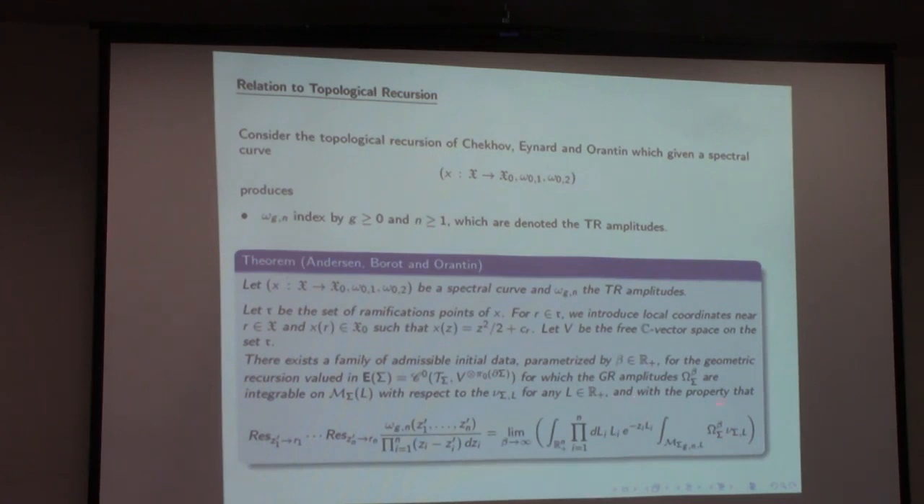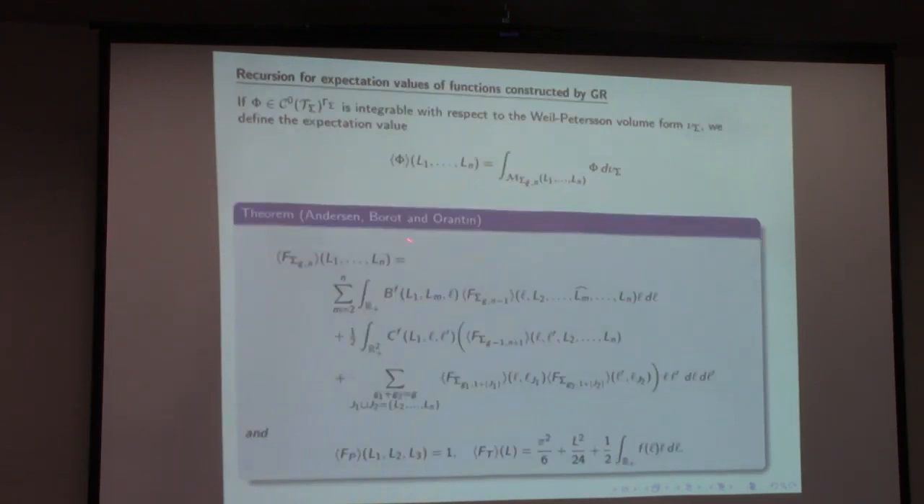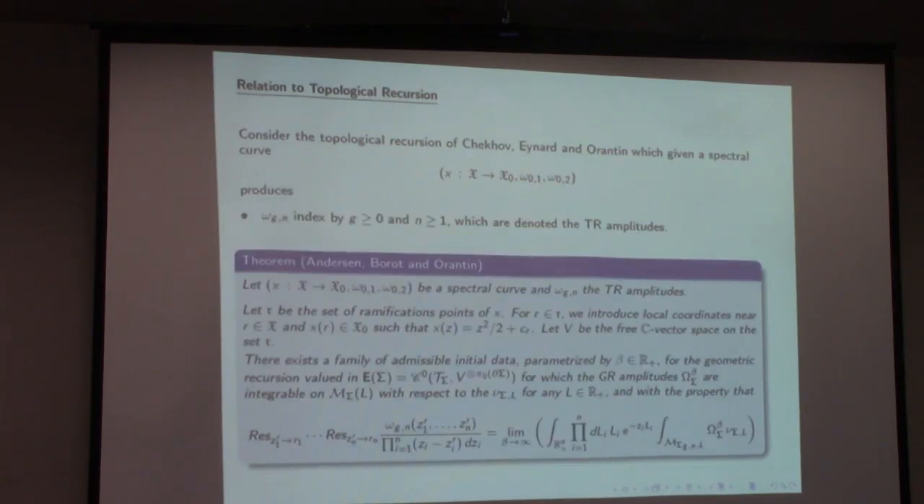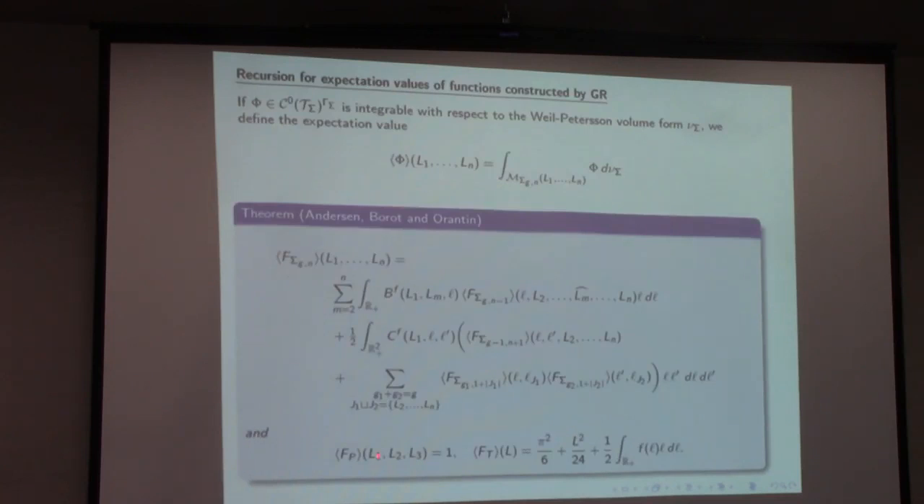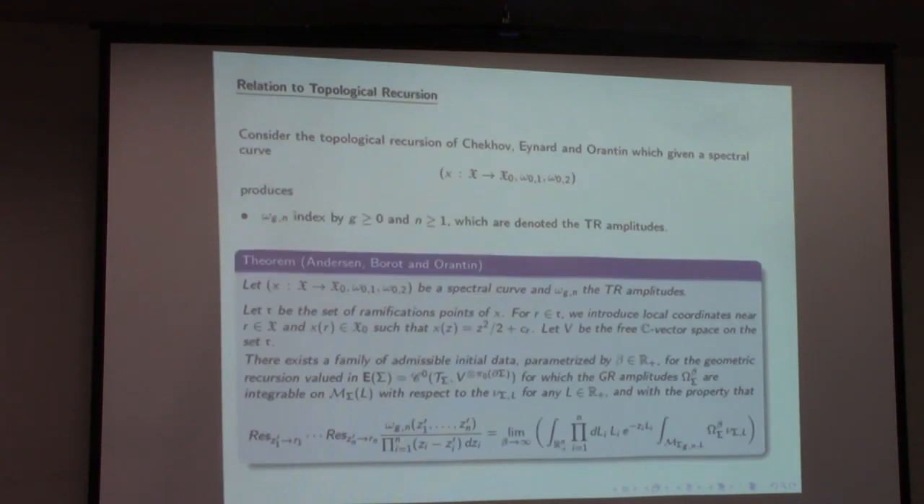So the way you should transform between what we have here and what you have in topological recursion is simply the Laplace transform in the lengths of the boundaries. In other words, if you do the Laplace transform in the lengths of the boundary, the L_i's here, you will see exactly topological recursion. This is topological recursion in disguise. It's just that you've applied the Laplace transform. Therefore, any instance of topological recursion can be lifted to geometric recursion. And it gives the same output.